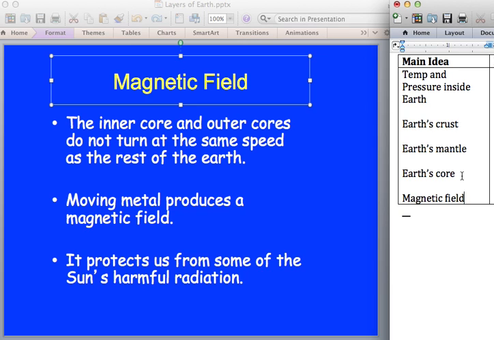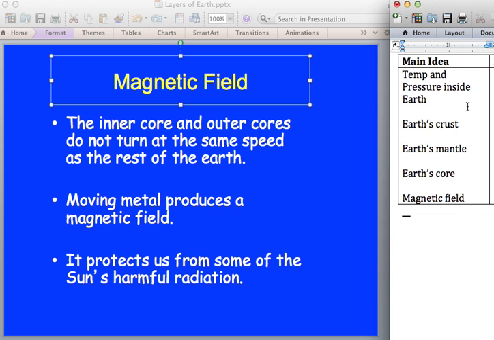And this moving metal produces a magnetic field. So just like a regular magnet that you have has an invisible magnetic field around it that will pull or push away other magnets, the inner and outer cores of the Earth create what is effectively a giant magnet inside the Earth. And it turns out that this magnetic field not only helps your compass work, but also protects us from some of the sun's harmful radiation, which is always good.